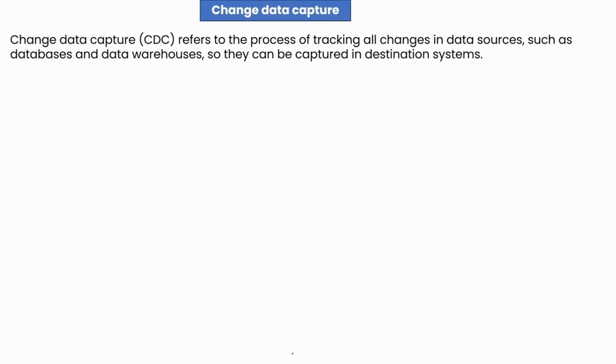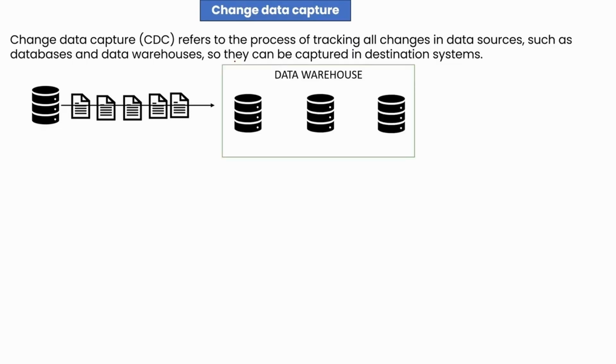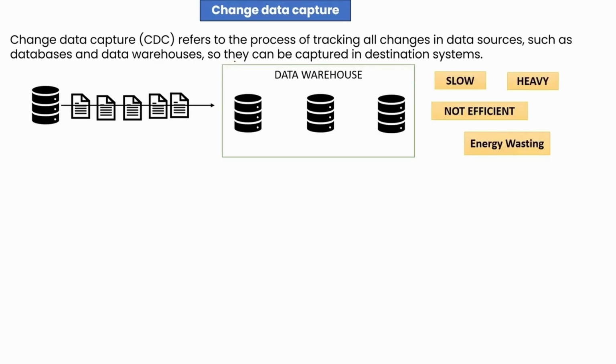Change data capture refers to the process of tracking all the changes in data sources such as databases and data warehouses so they can be captured in the destination systems. Before CDC, we used bulk loading. This means every night, let's say at 2 a.m. or based on a schedule, the system would grab everything from the source database, millions of rows, and dump it into your data warehouse. The problem is it is very slow and heavy, and if you have billions of rows but only hundreds changed, you are wasting 99% of the energy moving data you already have in your target data warehouse.